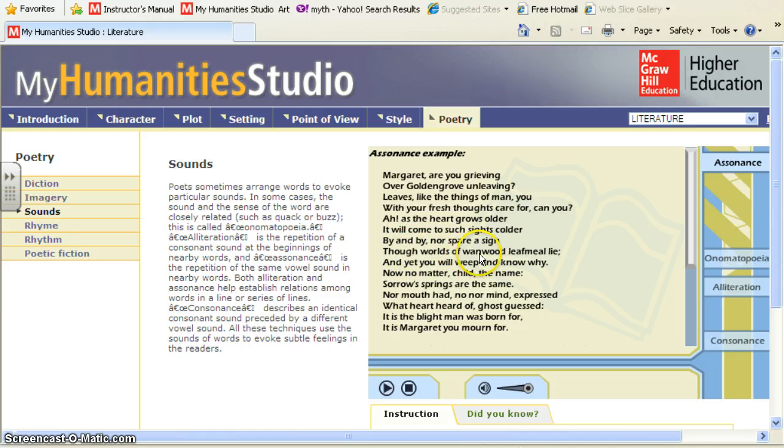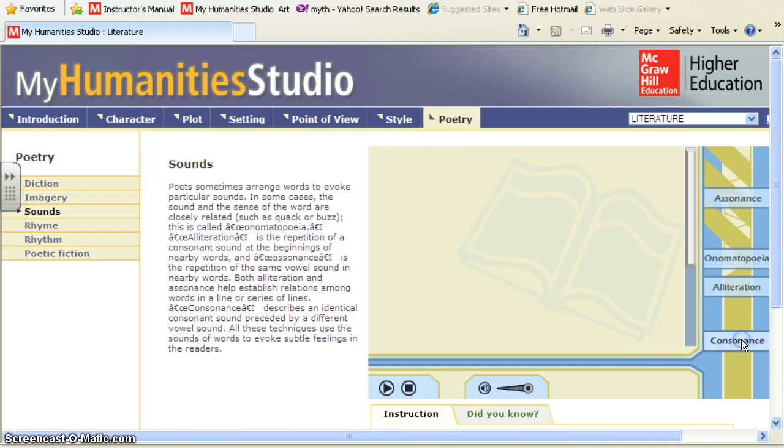The worlds of one would leaf meal lie, and yet you will weep and know why. Now no matter, child, the name, sorrow's springs are the same. Most of the assonance here is in the end rhyme, the E sound, grieving, leaving. You just get a little bit in the line, by and sigh. But that's the kind of sound there, and it should be elongated a little bit.